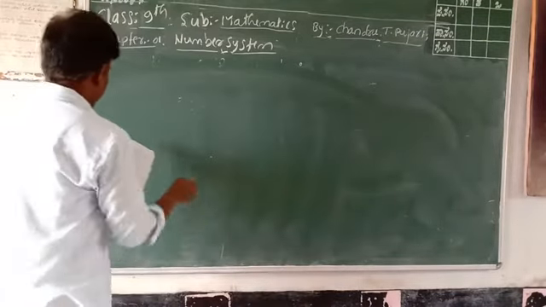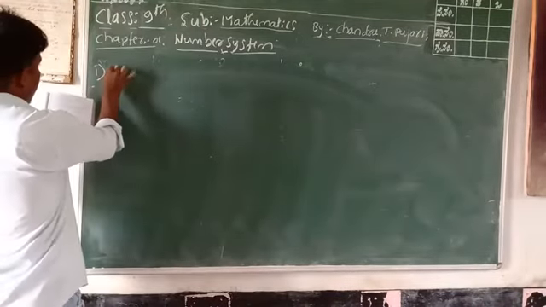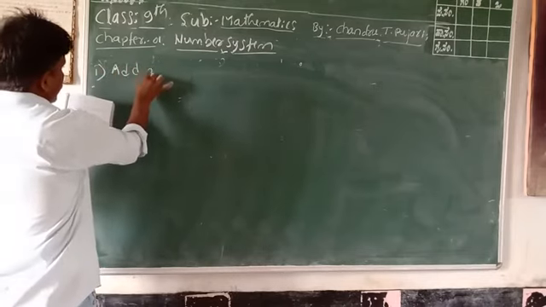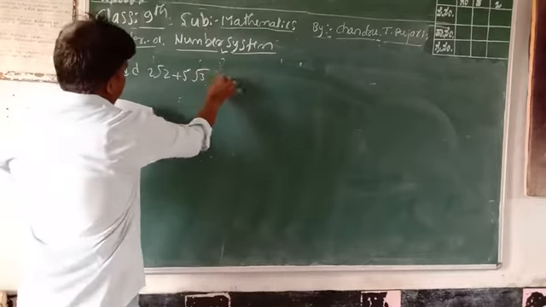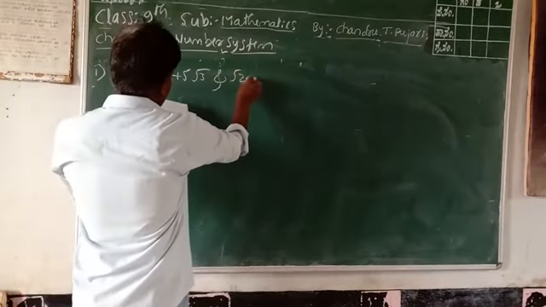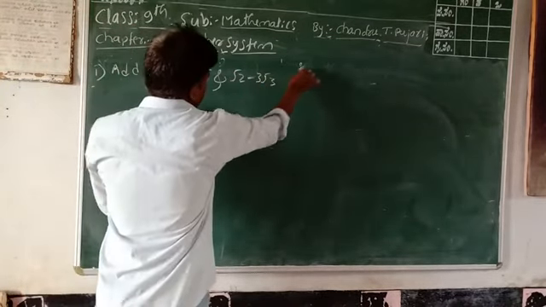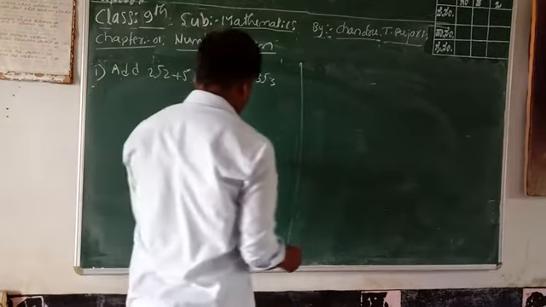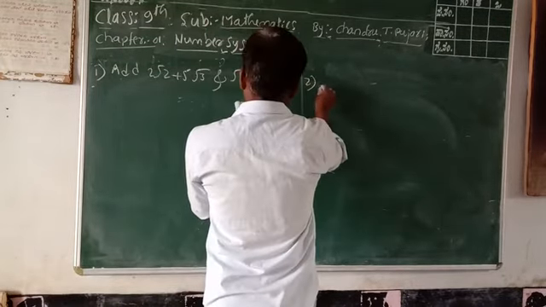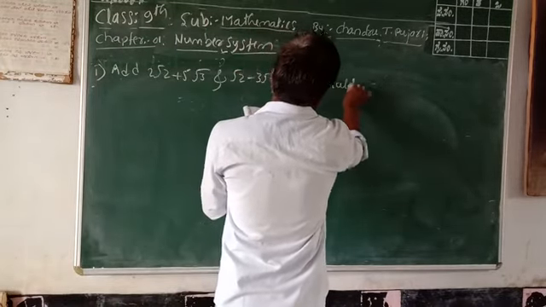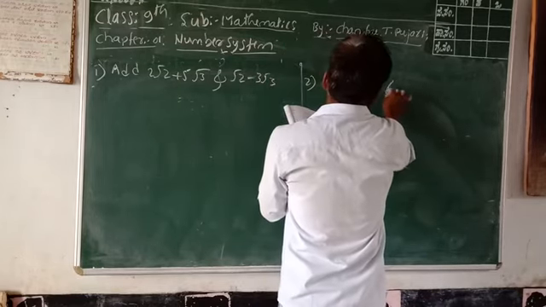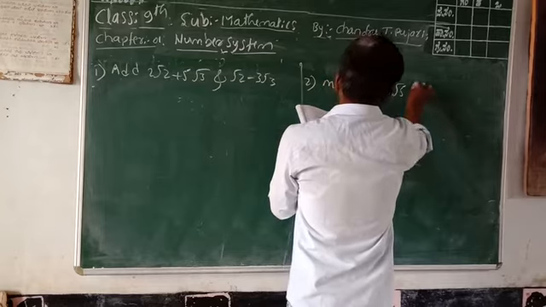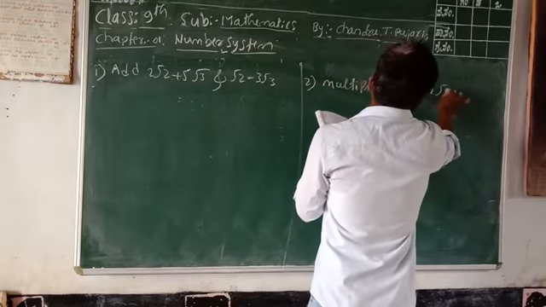Example number 1: add 2 root 2 plus 5 root 3 and root 2 minus 3 root 3. Second one: multiply 6 root 5 by 2 root 5.